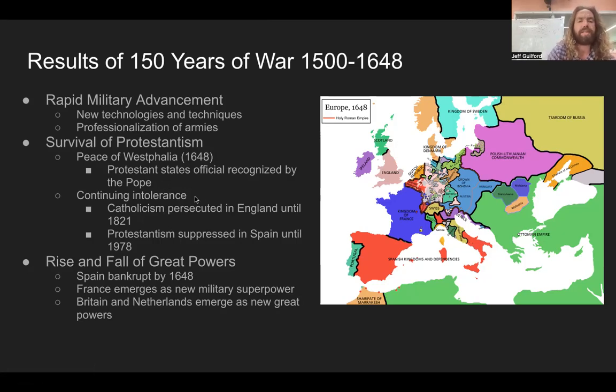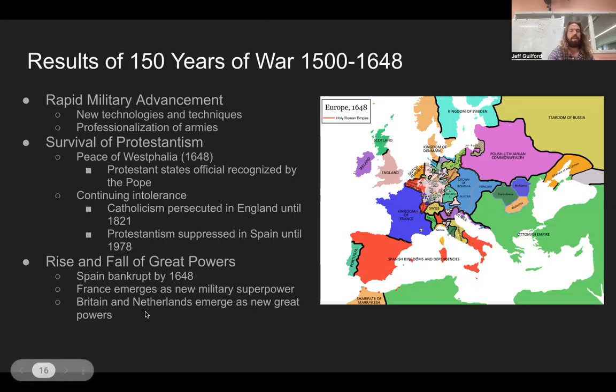However, because of all of this violence, people remain very distrustful of people from different religions. So for example, in Protestant England, Catholicism is actually persecuted legally until 1821, when Catholics received full civil rights in England. In Spain, Protestantism is suppressed until 1978. So the division between Catholics and Protestants lasts for a very long time. It's only pretty recently that Catholics and Protestants have basically been chill with each other.